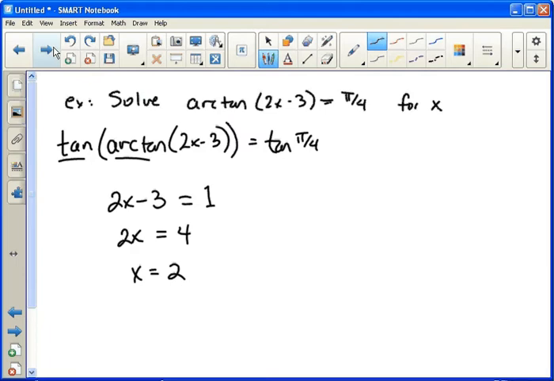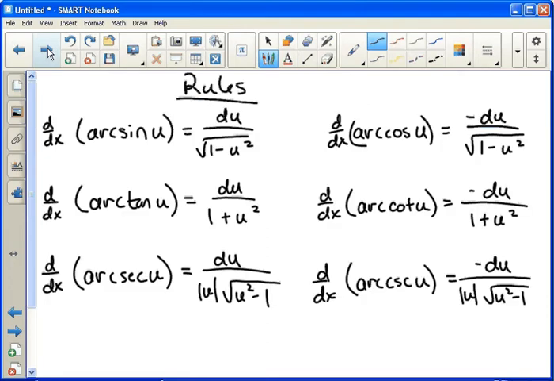Alright, so we're finally ready now for the derivatives. Now there are 6 inverse trig functions, so that means we have to have 6 inverse trig rules. And yes, you do need to memorize these. You must memorize them. I promise if you memorize these rules, the problems tend to be very simple. Having the rules in front of you will make these problems very simple. So memorize these rules.